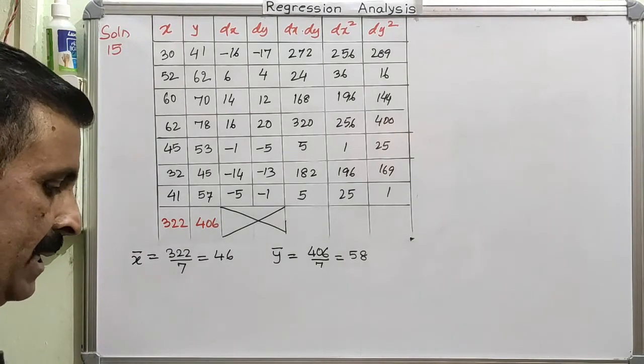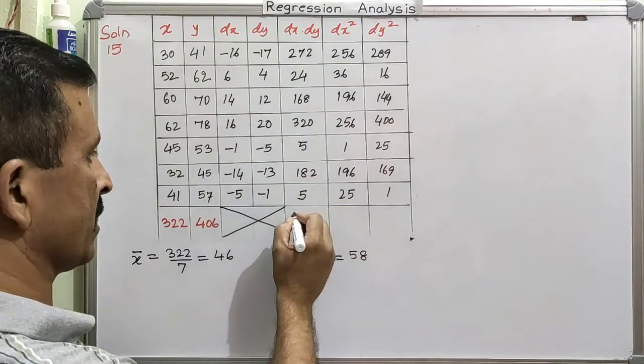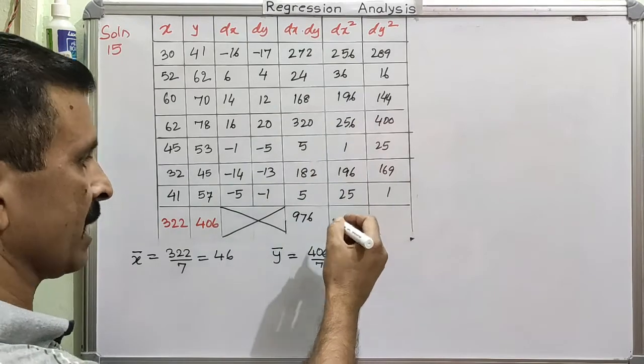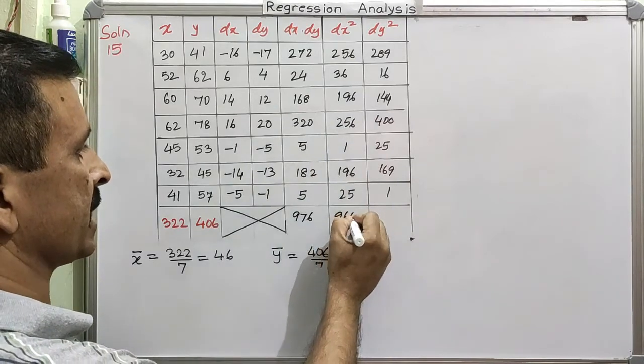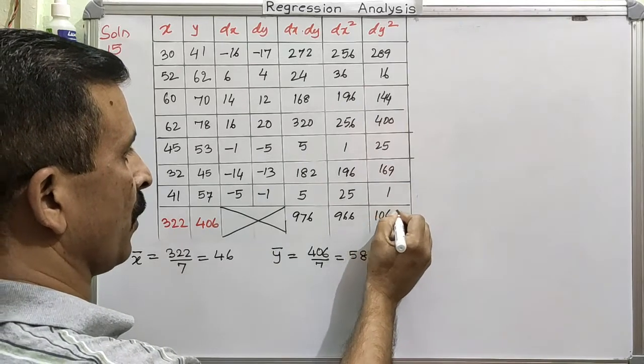The table is completed. Now we need to have the sum of all the product of dx and dy. So it is coming as equal to 976. Then sum of all the dx square is 966. Sum of all the dy square is 1044.